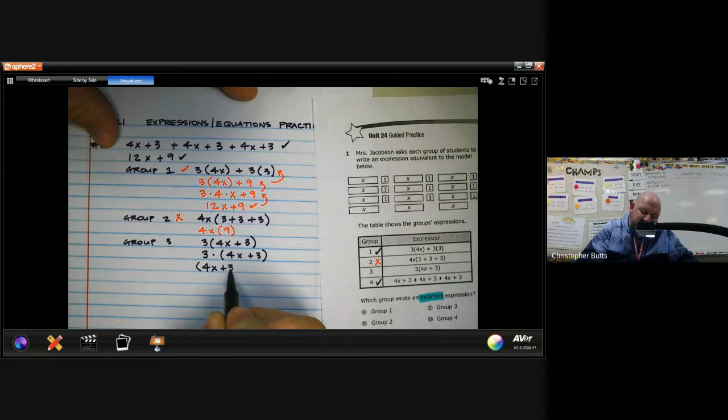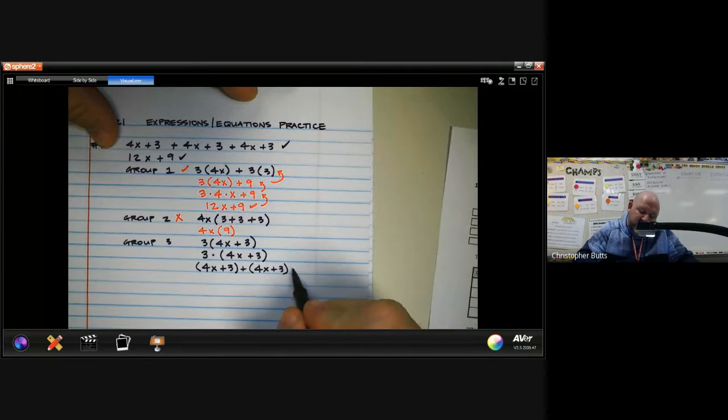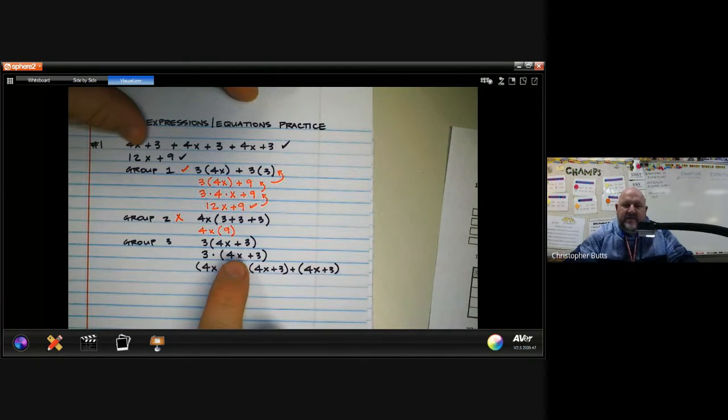4x plus 3 plus another 4x plus 3 plus another 4x plus 3. That's what 3 times means. It means 3 of them, 3 copies of what's inside this parentheses.